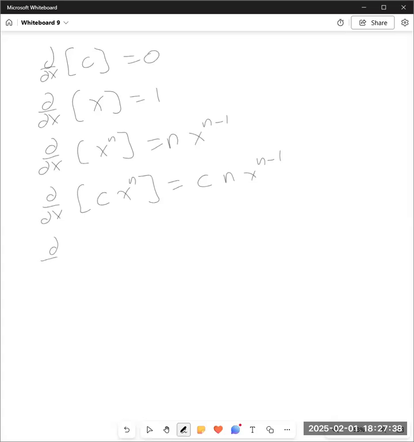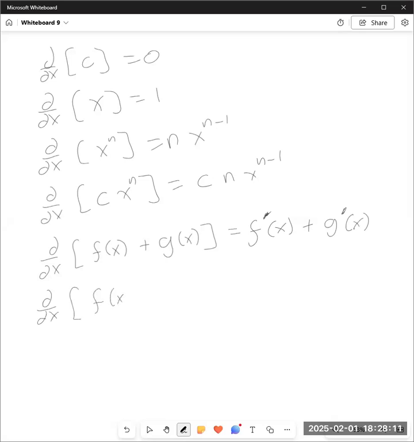If I have multiple terms added together, and I'm just going to abbreviate that as f of x plus g of x, then we'll take the derivative of each term, term by term. We'll abbreviate the derivative with this prime notation, plus g prime, like so. And if I would have subtraction instead of addition, then I would have f prime of x minus g prime of x.